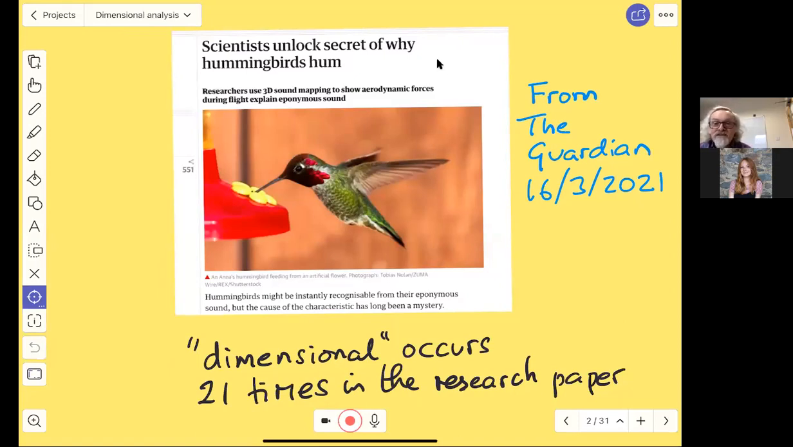And the reason I'm just mentioning it here is that if you look at the research paper, as I did, you will find that the word dimensional occurs 21 times in the research paper. So a lot of what they did in that paper was based upon dimensional analysis. Now, I'm not going to go through their paper today, but I'm just trying to indicate that this really is something that is very widely used.